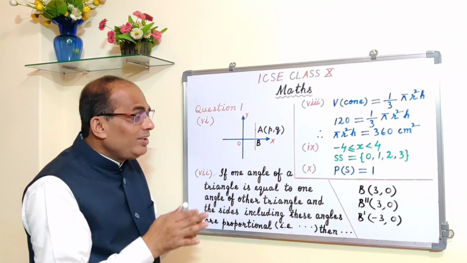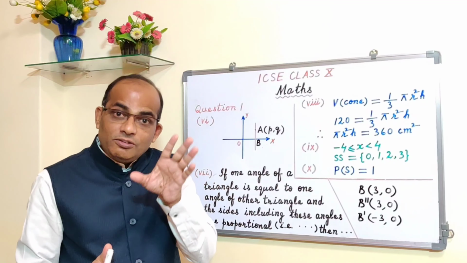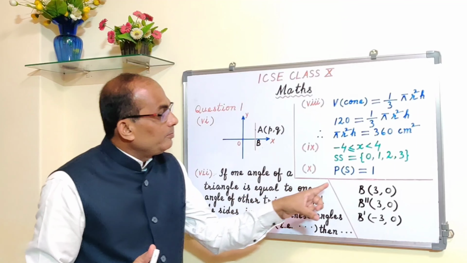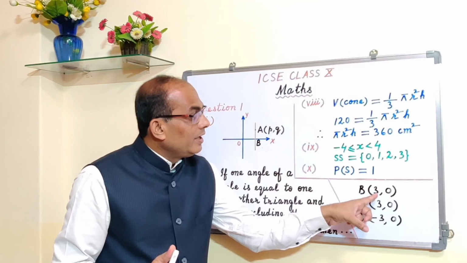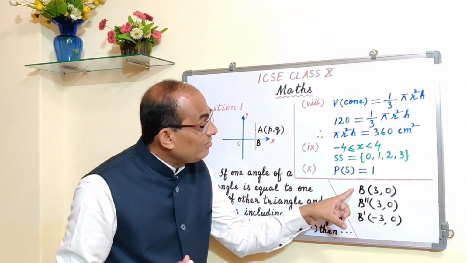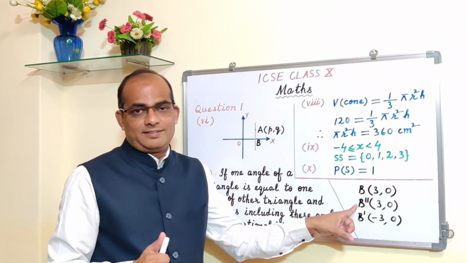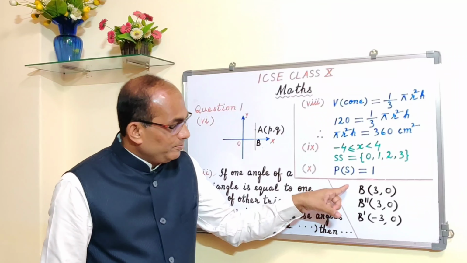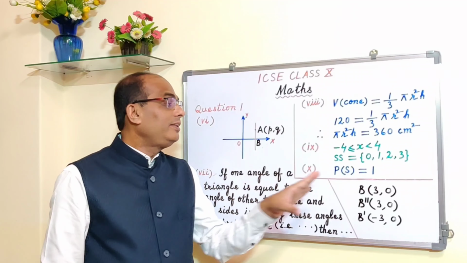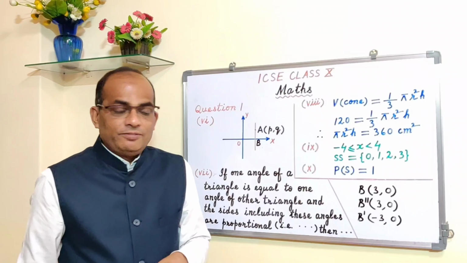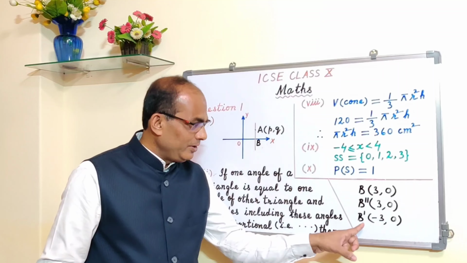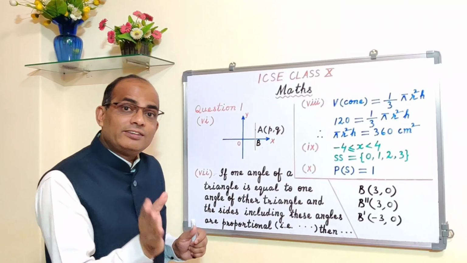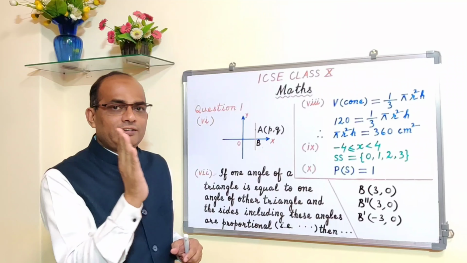Alright. So we say that the point B (3, 0) is invariant when? Invariant means the coordinates of the image remain the same. So the point B (3, 0) is invariant if it is reflected in the x-axis. Why? Because the coordinates of the image remain the same. But if the same point B is reflected in the y-axis, then the image we are calling B dash, and then it is not invariant. So the same point B is invariant when it is reflected in the x-axis, but it is not invariant when it is reflected in the y-axis.